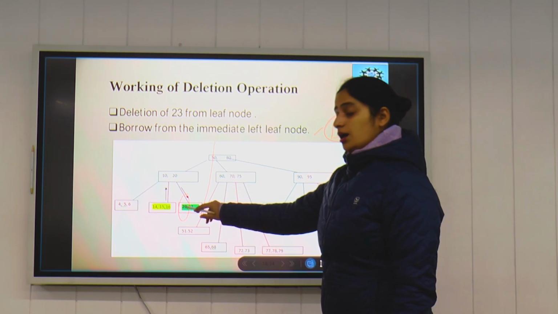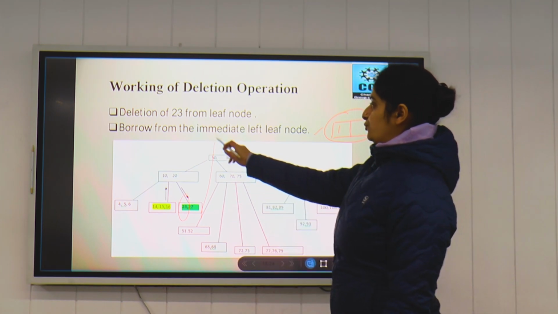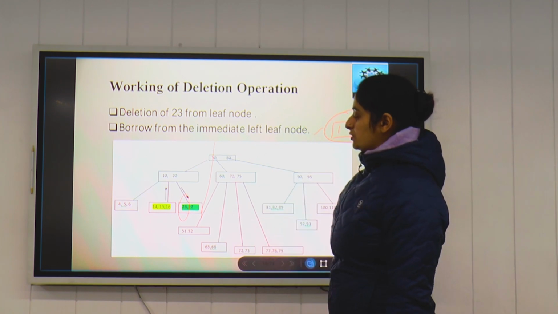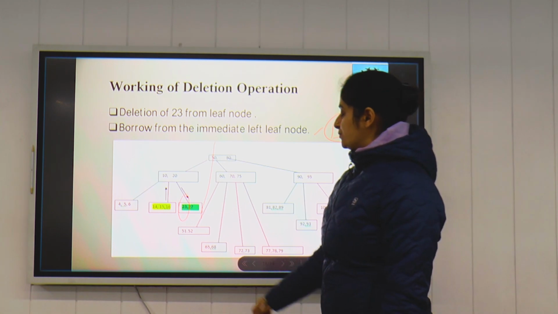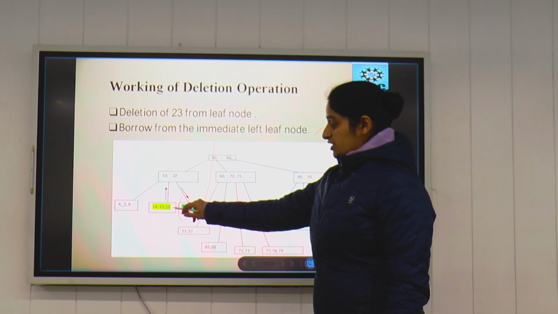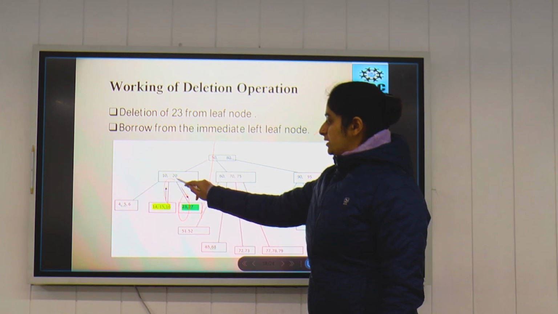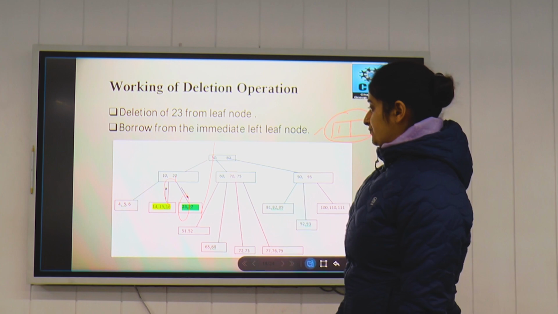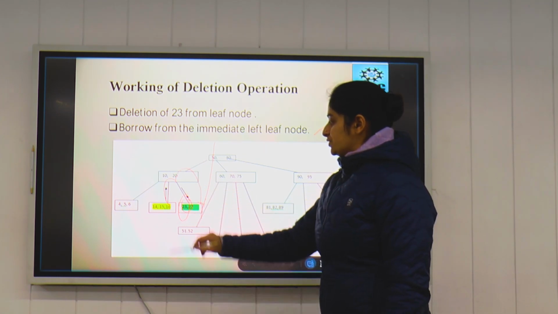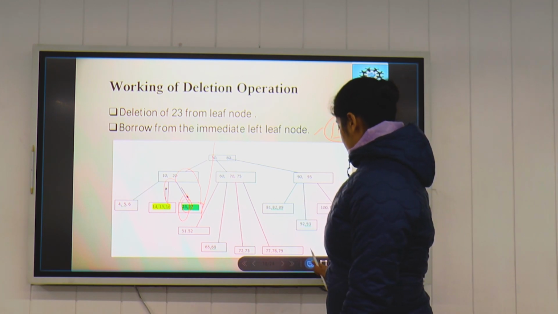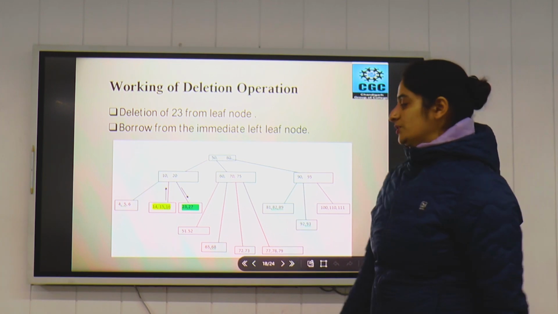I directly can't do the deletion of 23. So what would I do? I will borrow from the immediate leaf node. So what is going to happen? The maximum number is going to be shuffled from here to the upper node. So this is how the 16 is going to come here, and after this 20 is going to come here, and then 23 is going to be deleted.